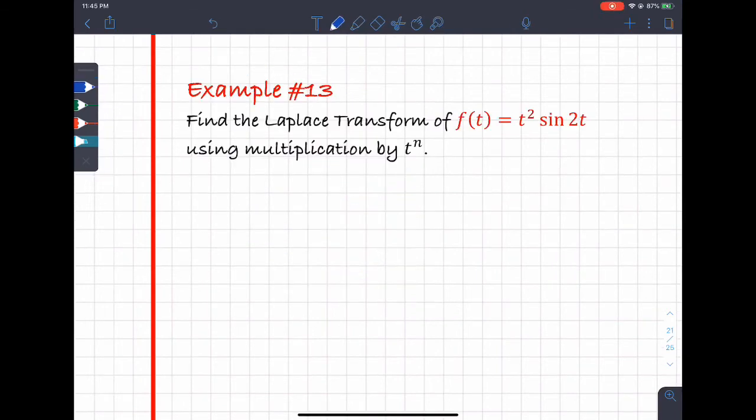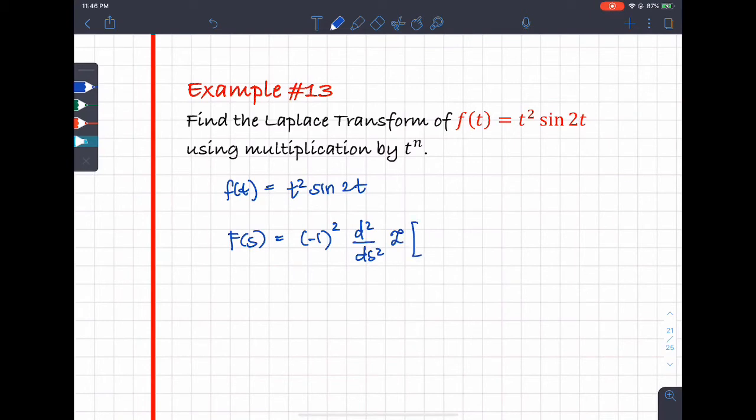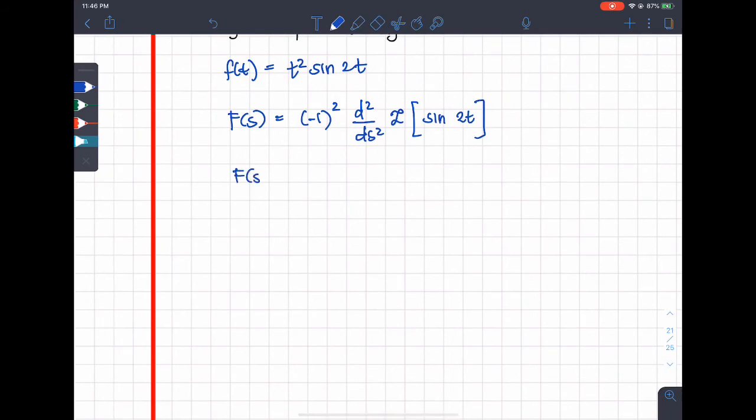Okay, next we have: find the Laplace transform of f of t, which is t squared sine 2t. So by multiplication by t raised to n, our F of s then would be negative 1 raised to 2, then the second derivative with respect to s of the Laplace transform of sine 2t. So F of s would be the second derivative of the Laplace transform of sine 2t, which is 2 all over s squared plus 4.